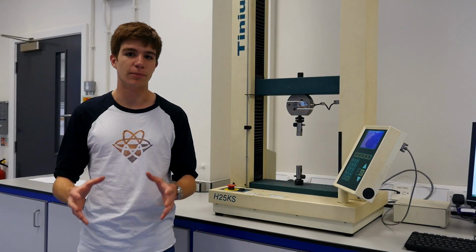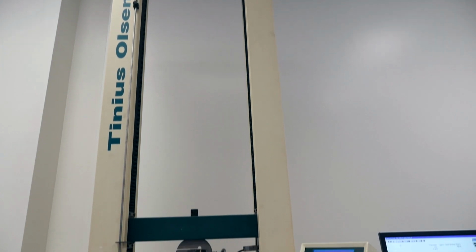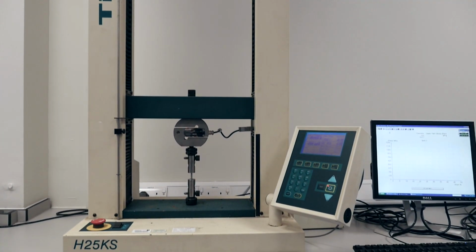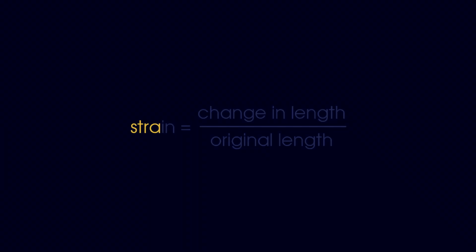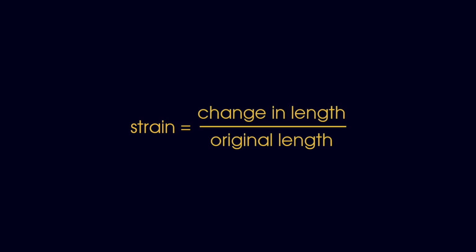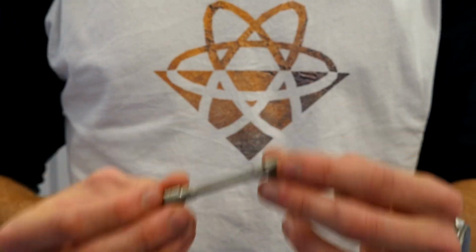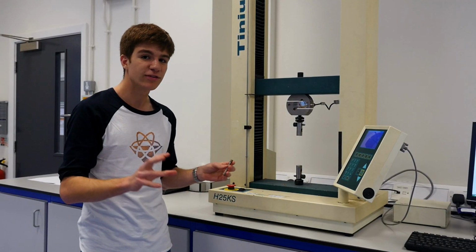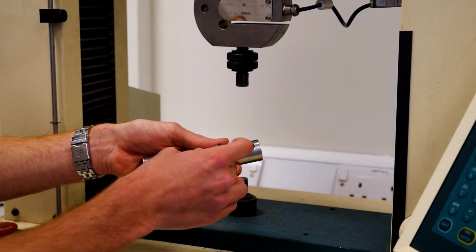Welcome back to the Leeds laboratory. This Tinius Olsen machine is what we use to measure material stretch, more formally known as strain. Strain is calculated by dividing the change in length over the original length. Let's try it out using this steel rod. We begin by placing it between these two grips.